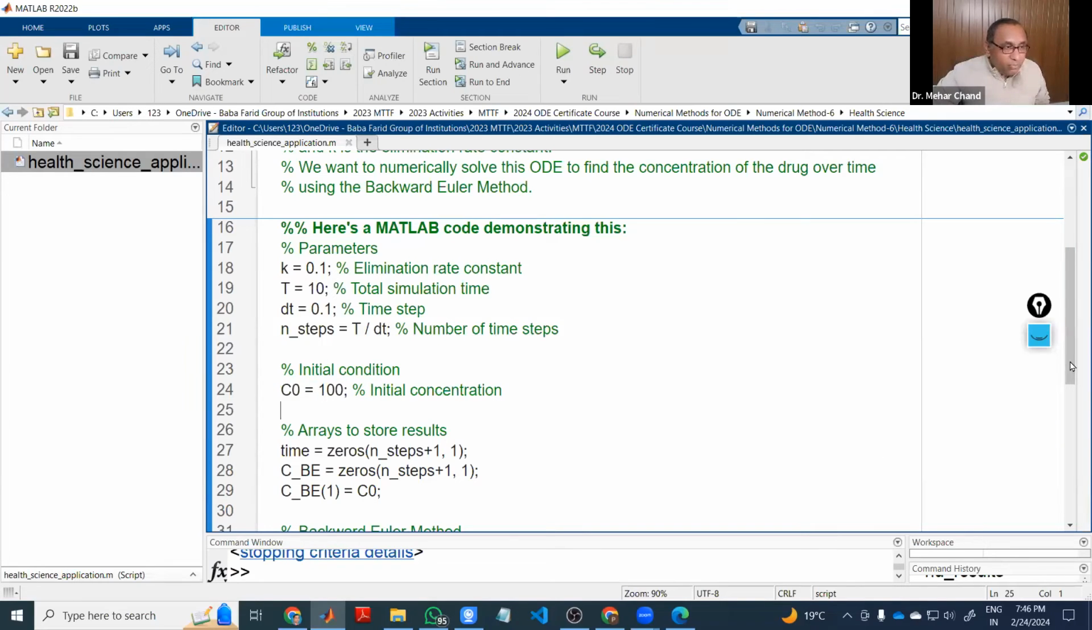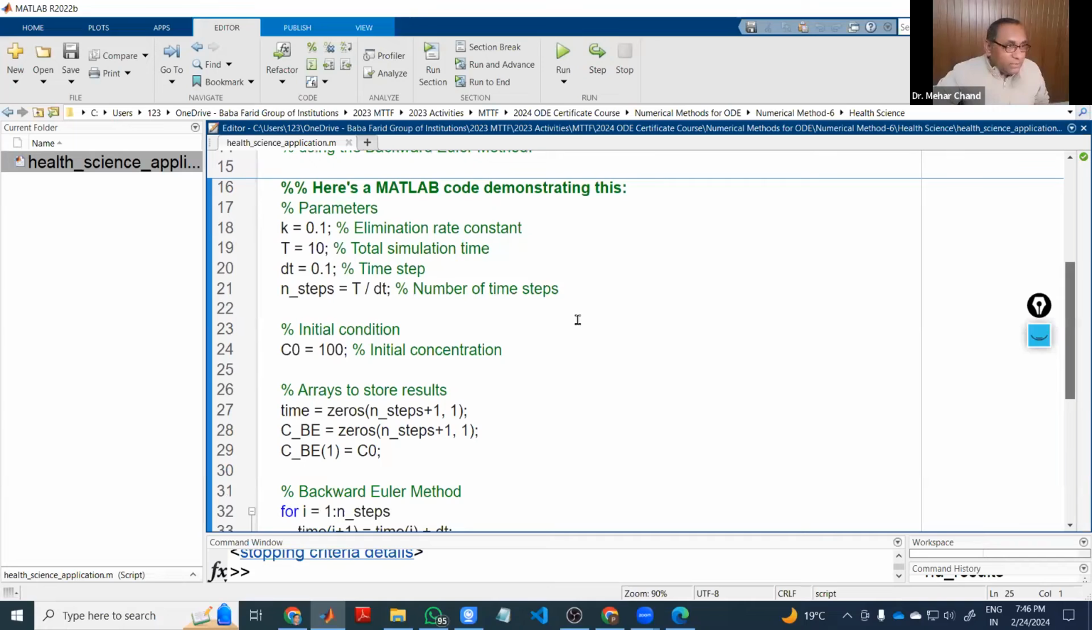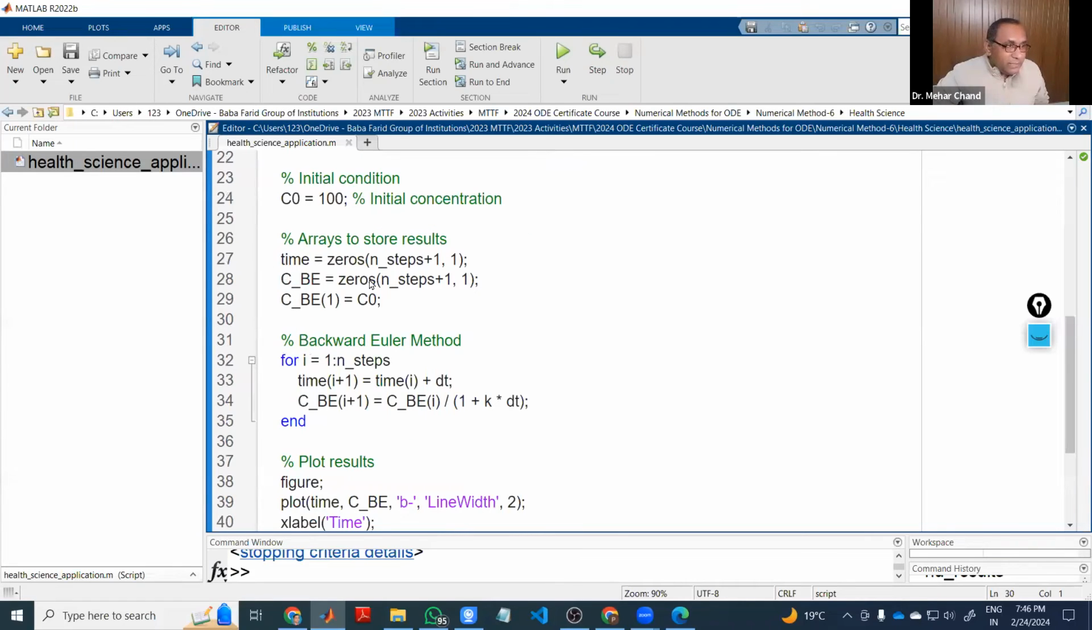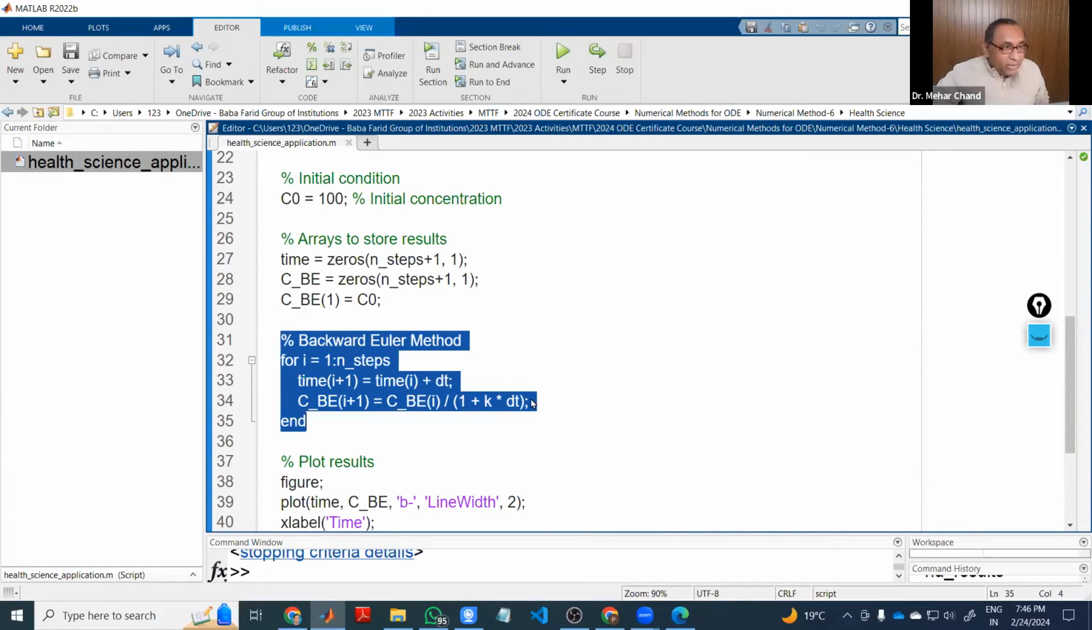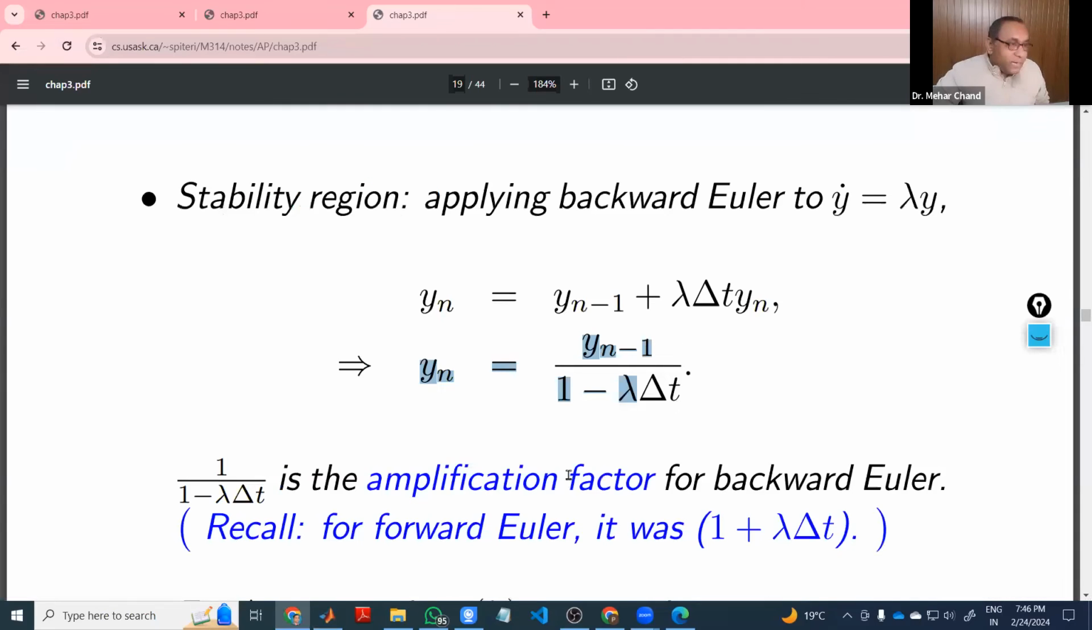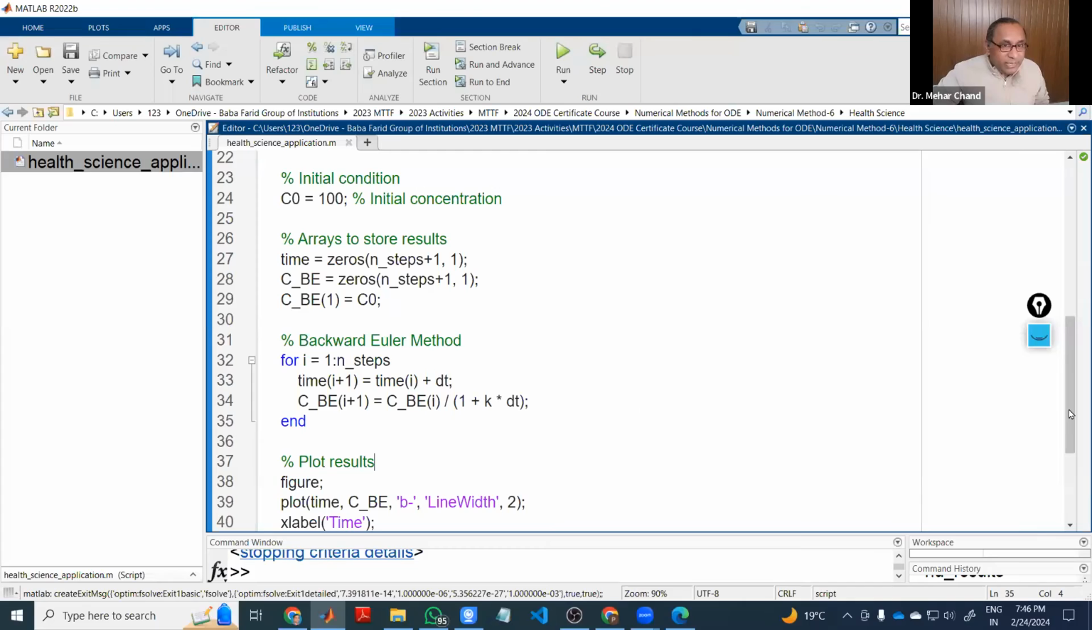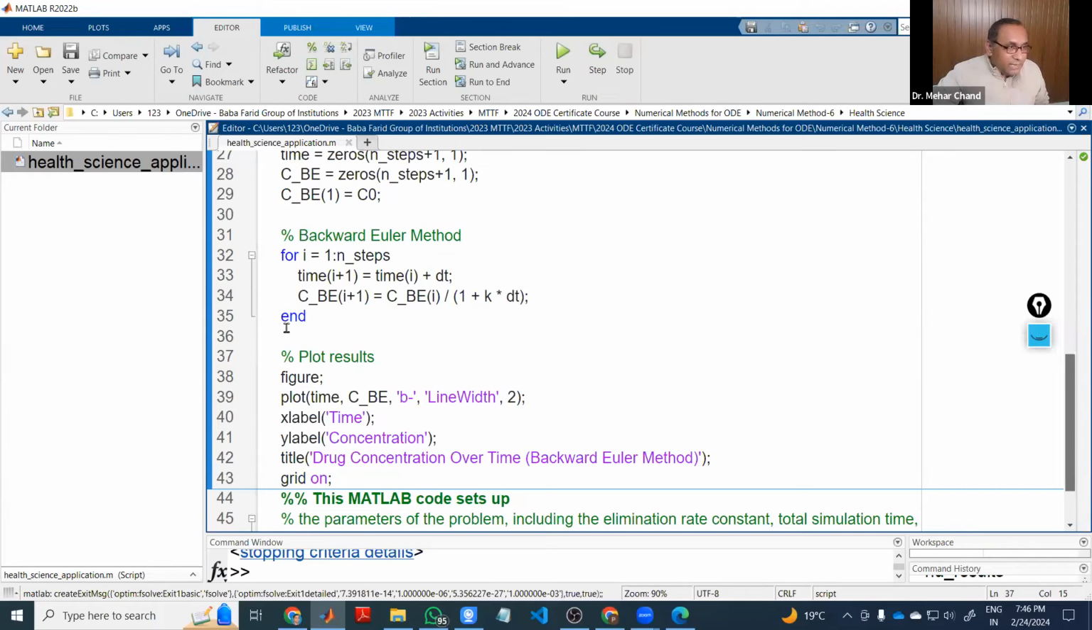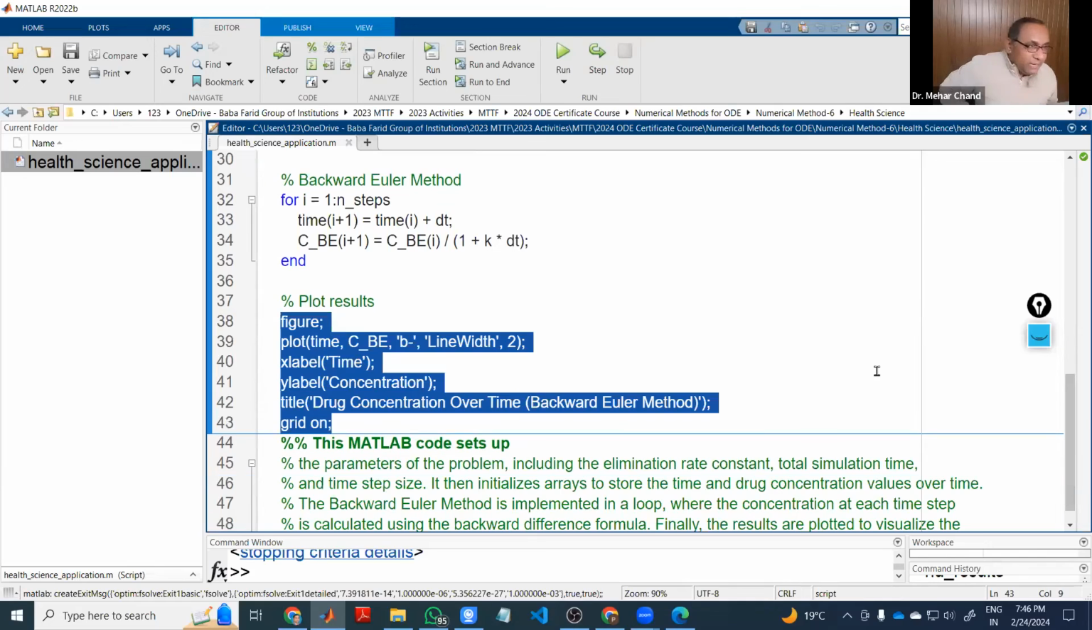After that, we need the arrays to store the results. This is the time array, this is the C array, and this is the initial condition. After that we apply the same backward Euler method in the second format: yn is equal to yn minus 1 upon 1 minus lambda delta t. The other statements are the same. To plot the graph, plot time against C underscore B, with a blue color, hyphen line, and line width 2. X label, Y label, title, and grid on are there.